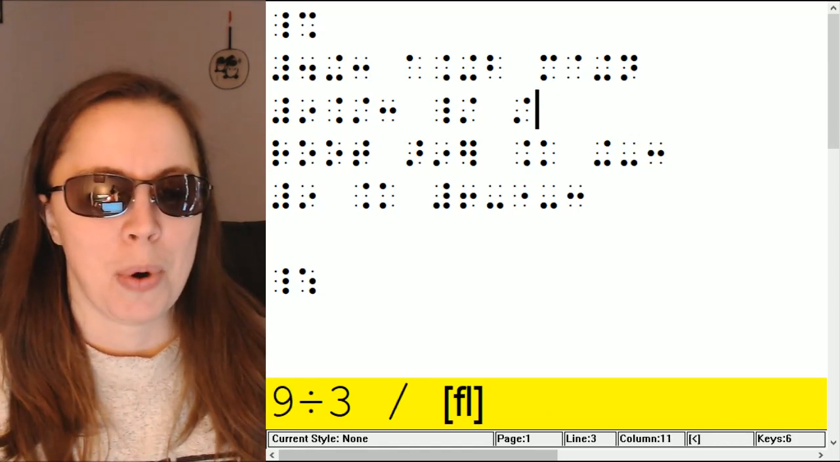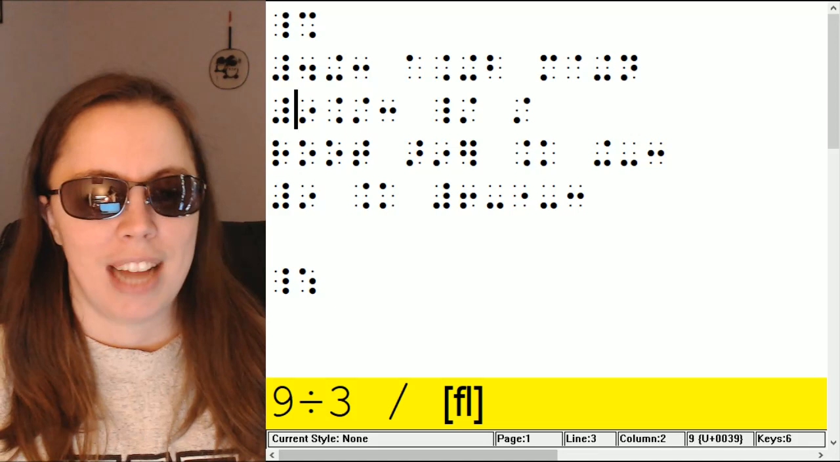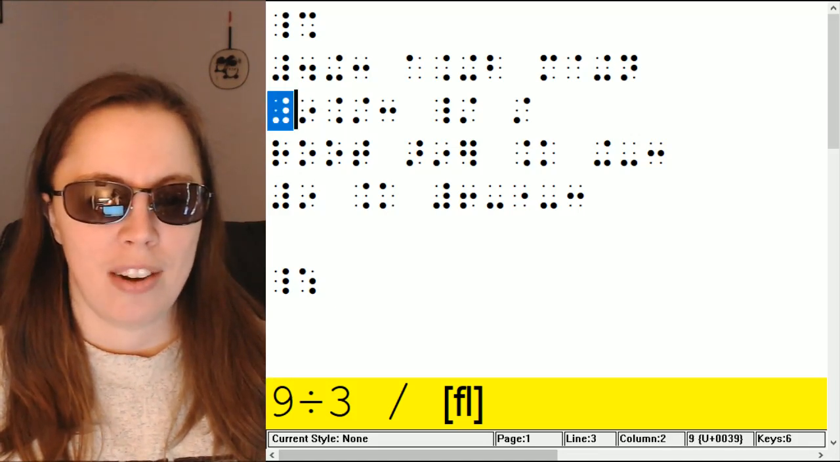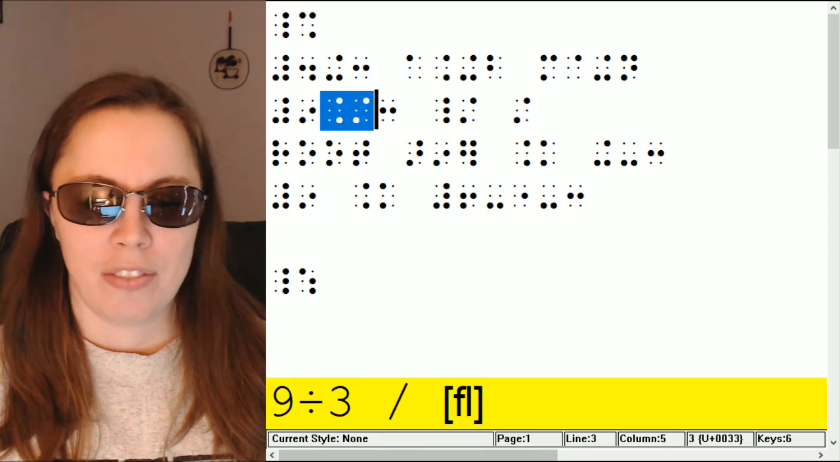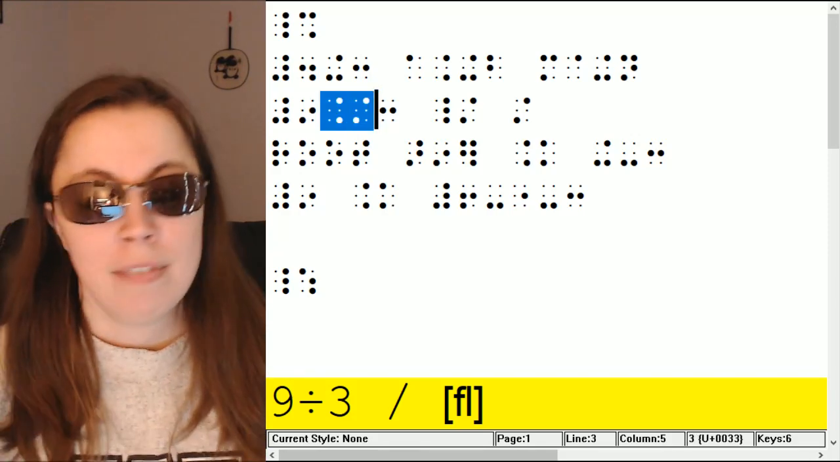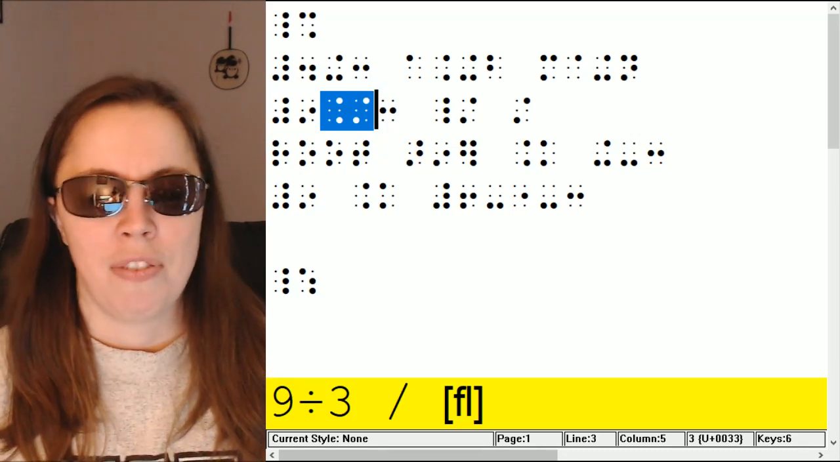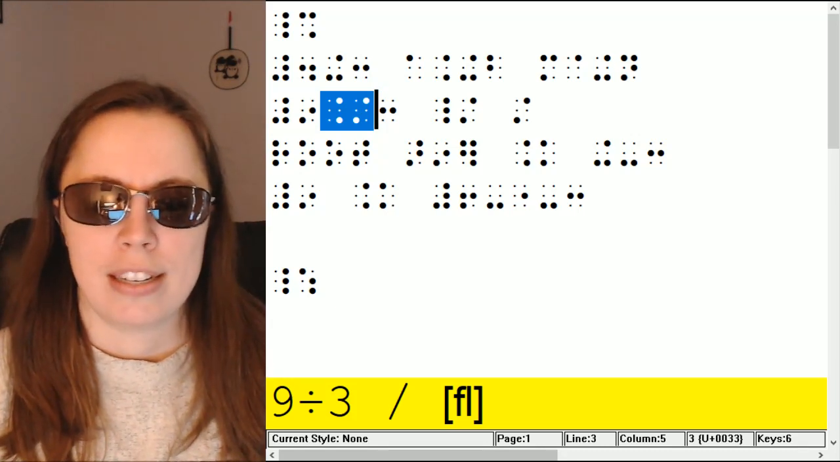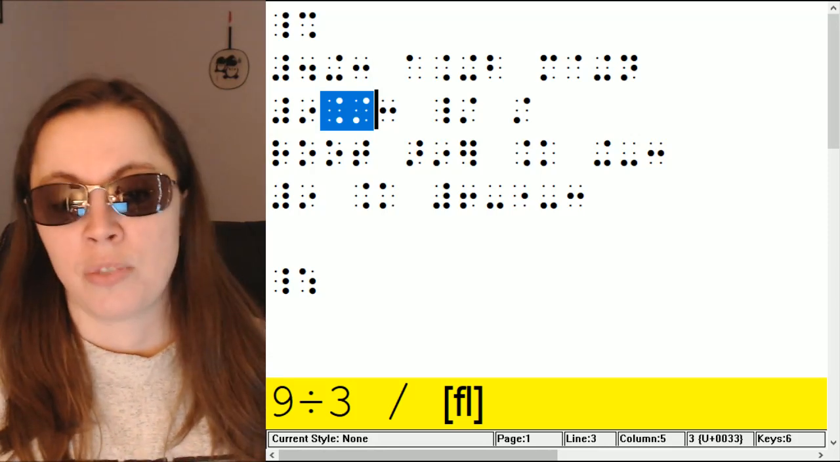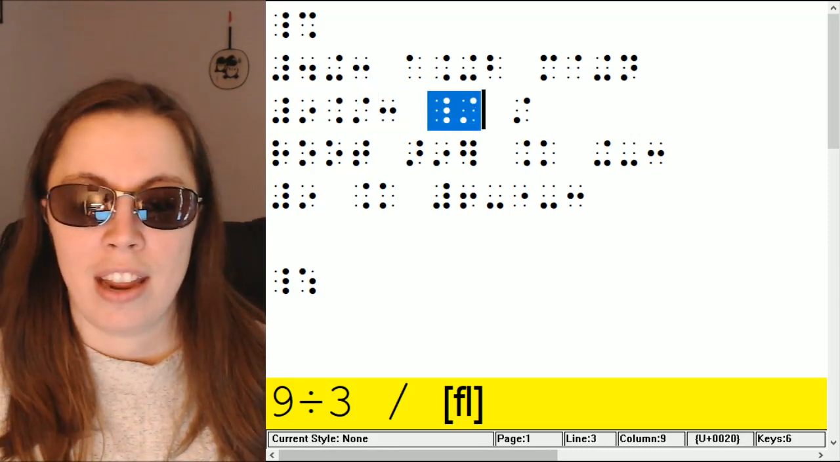I have a couple more examples along that line. So 9 divided by 3, you see our 9, our regular division symbol, the one with the line and the 2 dots, and then the 3, no numeric indicator needed for the 3 because our sign of operation does not cancel numeric mode. There are other things related to division, like a forward slash.